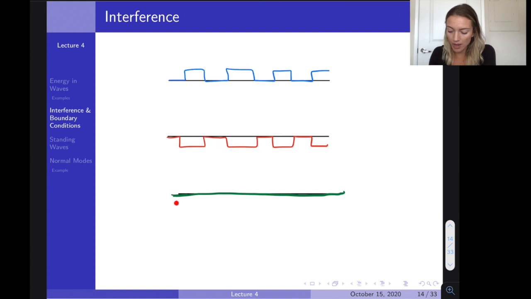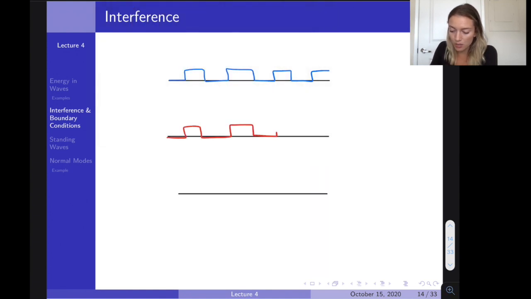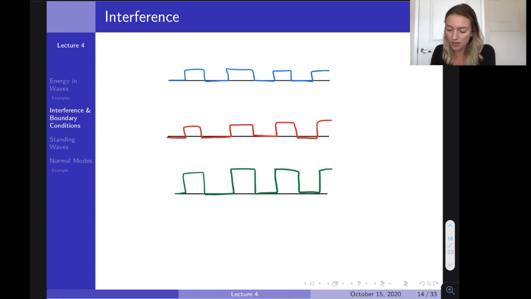And now we can also have constructive interference. So let's say instead my second wave looked exactly like the first wave. Then my resultant wave would look the same but be twice as high now, right? It would have twice the amplitude because you add up the amplitudes. And this is constructive interference because the waves are adding.